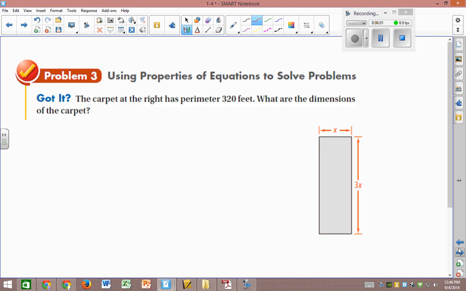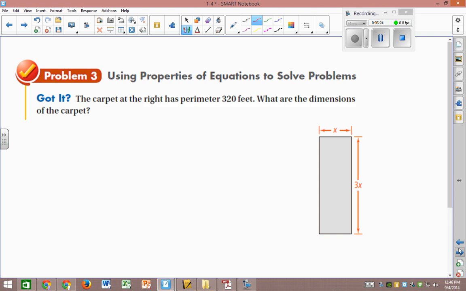Alright, here's a word problem, your favorite. Woohoo! The carpet on the right has a perimeter. What does it mean to have perimeter? Perimeter. Peri, like a periscope where you look around. Peri means around. So it's the distance around the outside. Alright, what are the dimensions? Well, I need all the outsides.